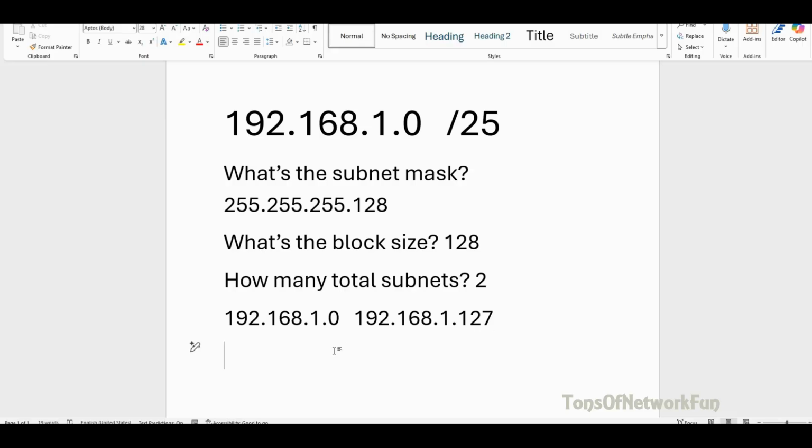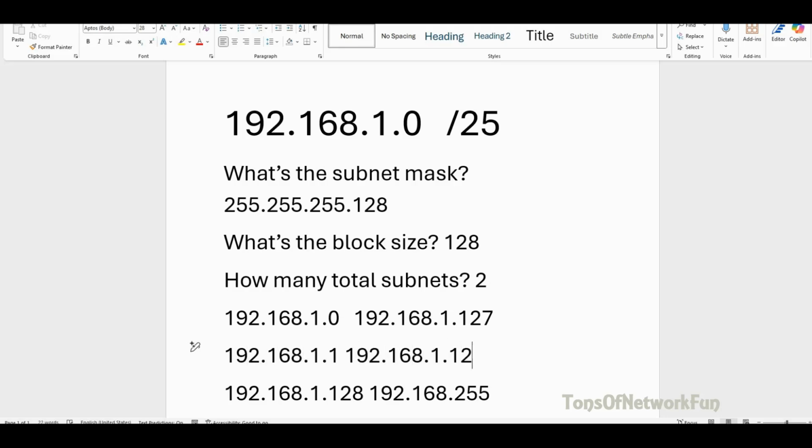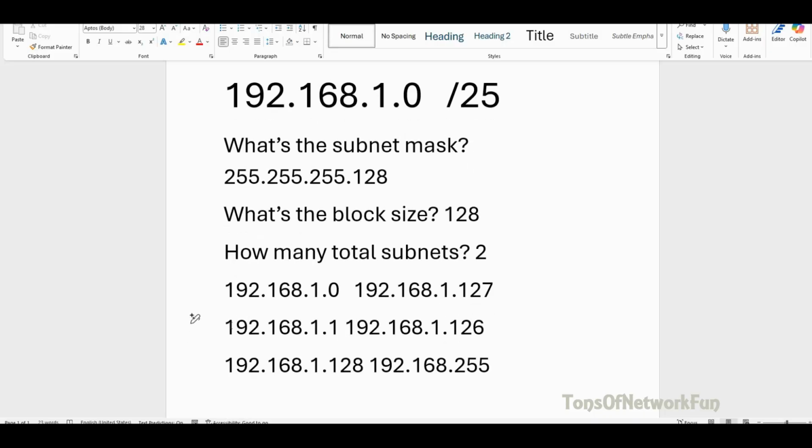So the next subnet, the last subnet, starts from 192.168.1.128. That one will go all the way until 255. Okay, got it. Now the valid range for this subnet will be 192.168.1.1 all the way to 192.168.1.126. That's the valid range, meaning this much we can give to the devices.